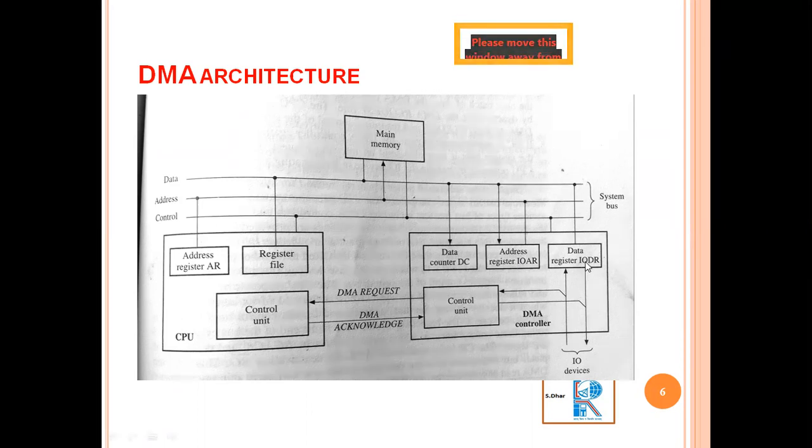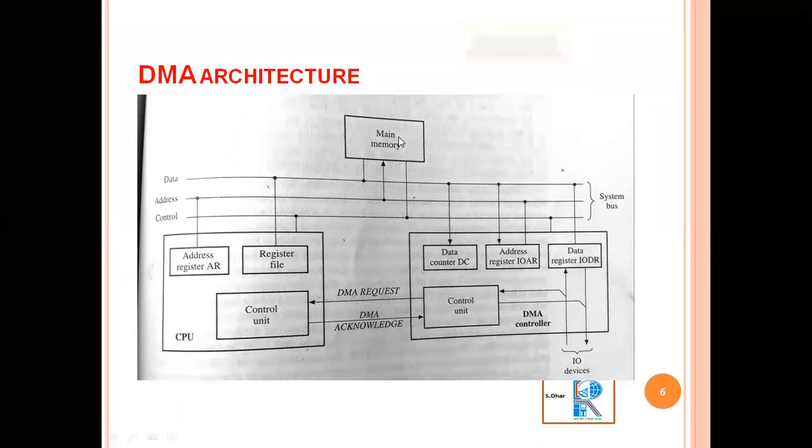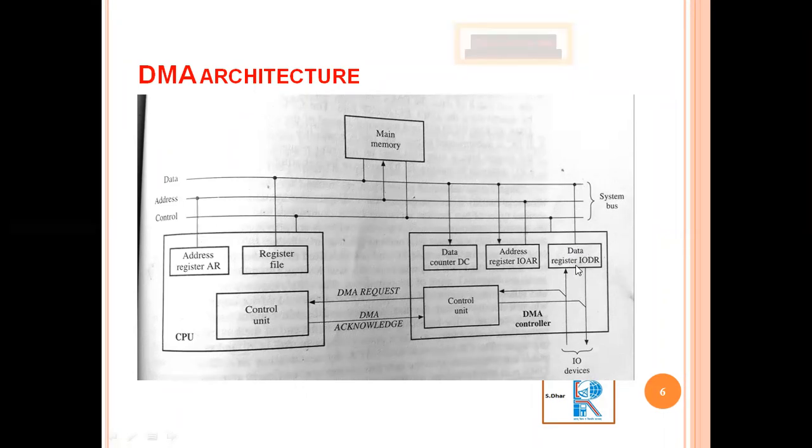Okay, and this is the data register, that means data from the IO device will be temporarily stored here, and from this it will go into the main memory. Similarly, from the main memory data will first be transferred to the IO data register, and from this register it will go to the particular IO device. So the total is the DMA controller, and that is the control unit. This control unit actually controls the total DMA operation. Clear?